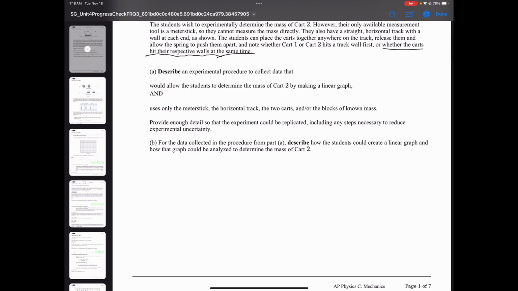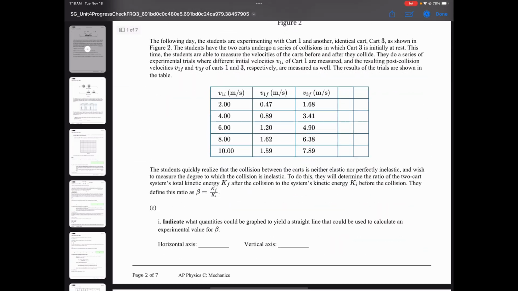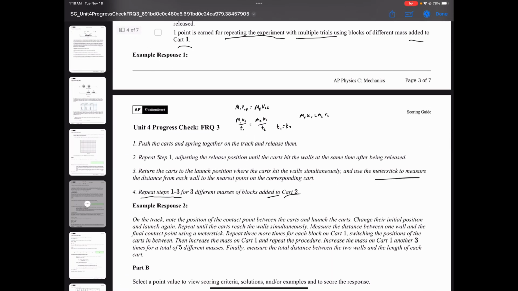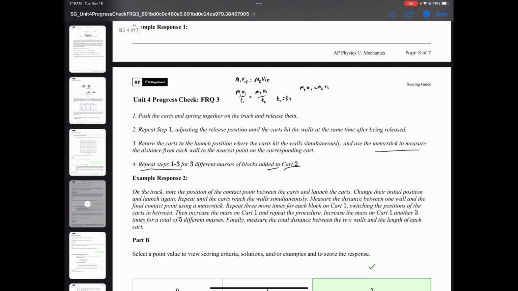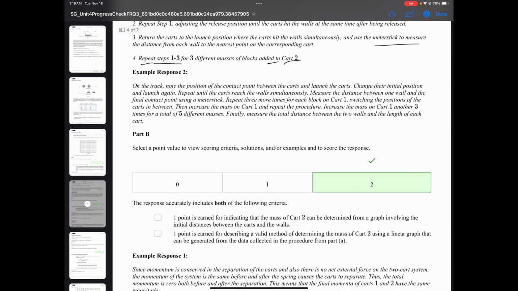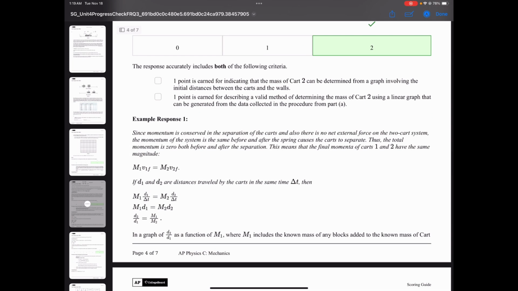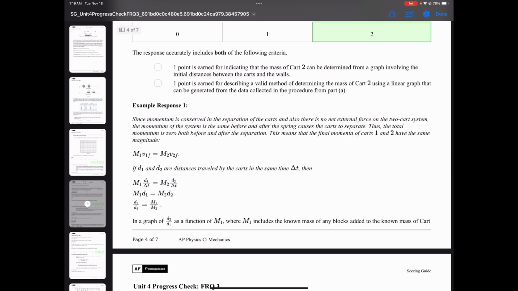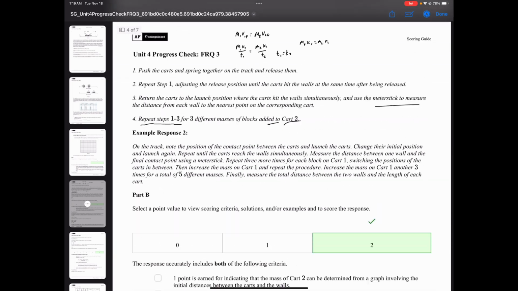All right. So data collected from part A. Describe how the students can create a linear graph and how that graph could be analyzed to determine the mass of cart 2. Well, it's what I was talking about earlier, right? You can set up the ratio of the distances instead of the velocities. And that's what they do over here. So actually, I'll show the linearization. I have this ratio here. They use D instead of X, same difference. So D2 over D1 equals M1 over M2, just like how we set up over here.